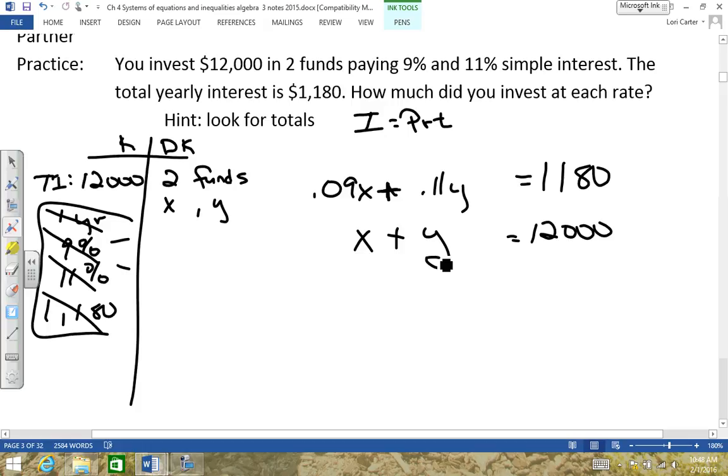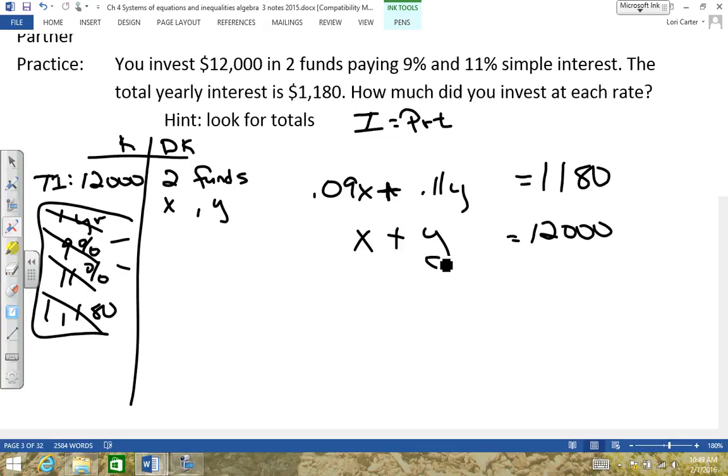Alright, so you said no. You never said that. I said those are your X and Y, when we were talking about interest. 0.09 and 0.11. But you had 1,380. Okay, yeah, it's 1,180. It was. I would agree. Those are your two equations.